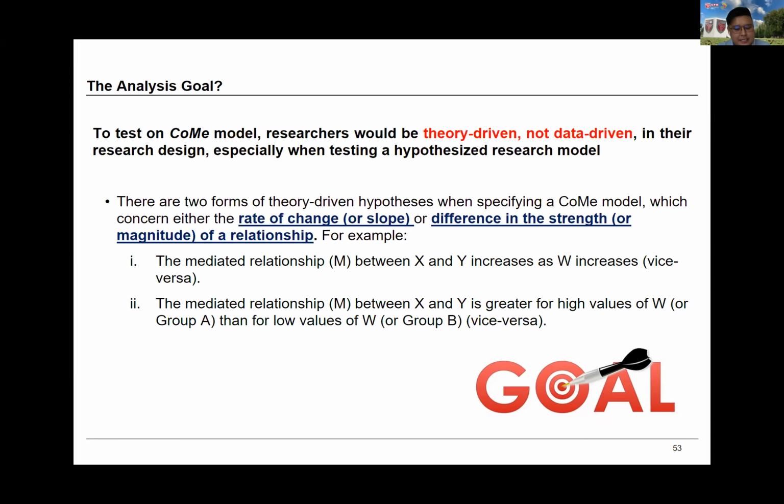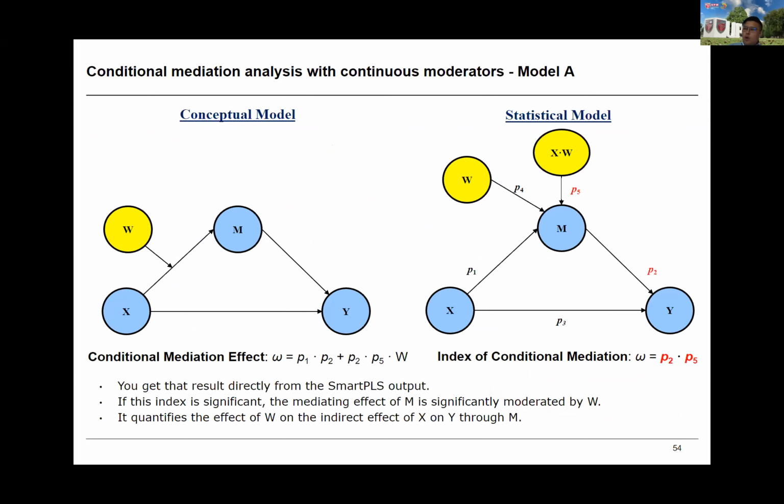So there are two ways for you to write the hypothesis, and researchers need to determine this early, before going into the analysis. Now, once you are clear with the goal of conditional mediation analysis, regardless of rate of change, slope, or path difference, we will talk about the types of models in conditional mediation. There are 5 types, the simplest being A, B, C, D, and E. Right now, I will explain them to you.